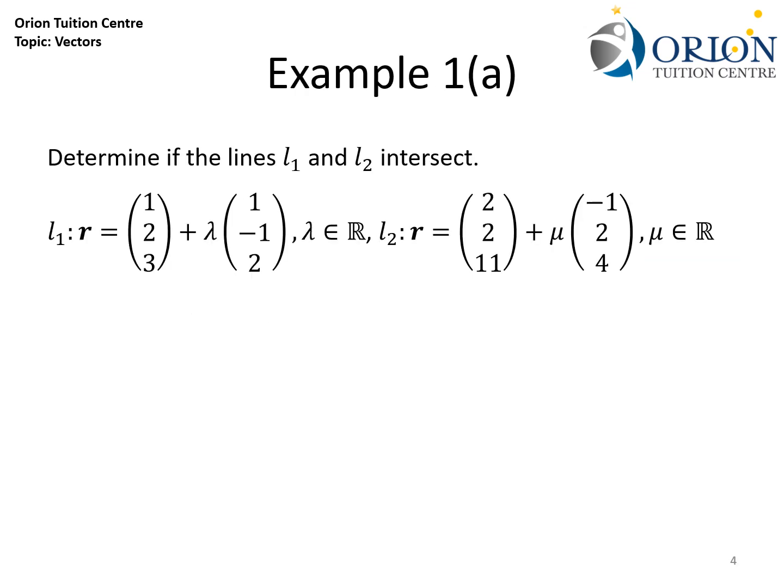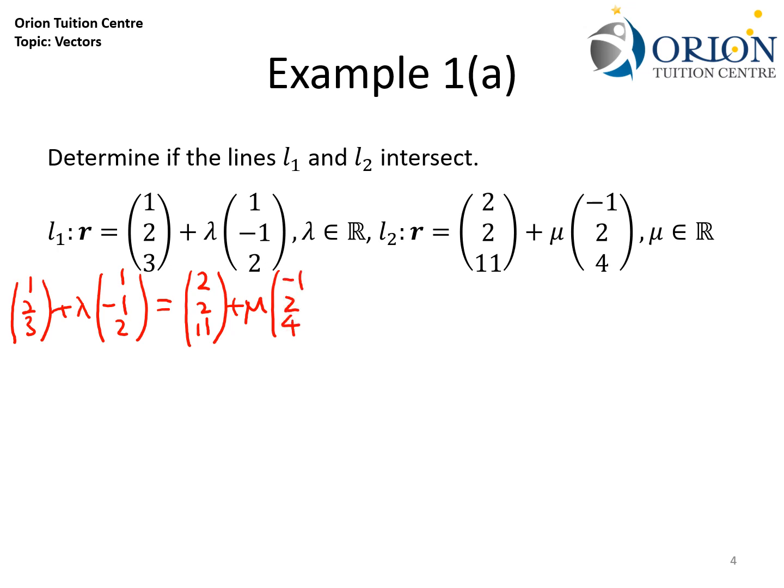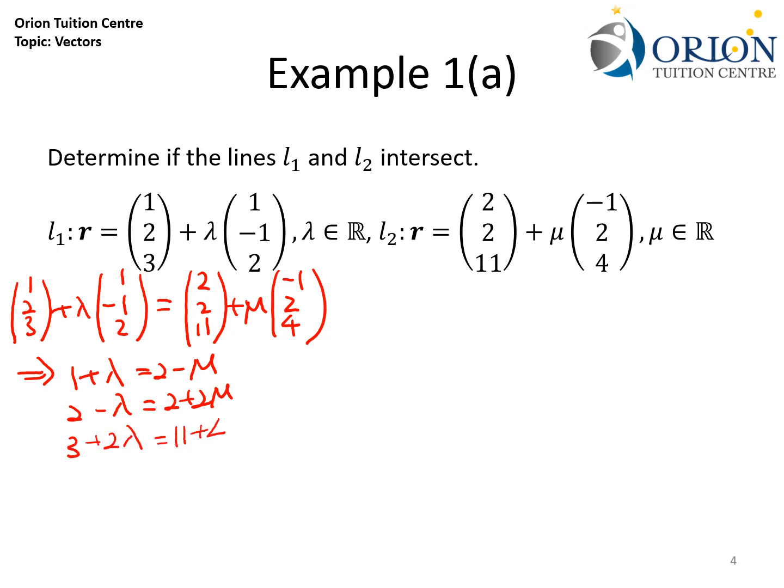In example 1a, we are asked to determine if L1 and L2 intersect. So what we can do is to equate the two equations together. (1, 2, 3) plus lambda (1, -1, 2) equals (2, 2, 11) plus mu (-1, 2, 4). So from here, we can compare the three components to write down the three equations. 1 plus lambda equals 2 minus mu, 2 minus lambda equals 2 plus 2 mu, and finally 3 plus 2 lambda equals 11 plus 4 mu.